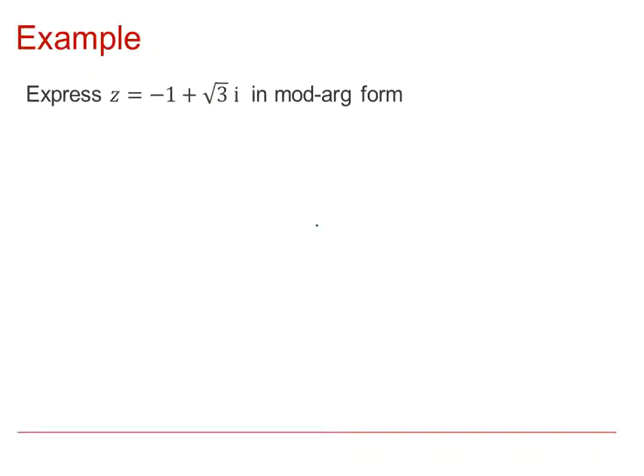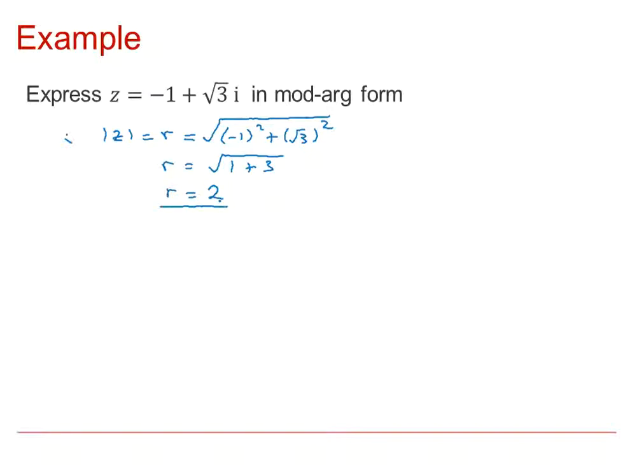So here we've got z equals minus 1 plus root 3i, and we want the modulus argument form. So we're going from the Cartesian to the modulus argument form. The first thing we're going to do is look for the modulus of z, or you can simply call it r, and we get that by doing Pythagoras on the components. So r is the square root of minus 1 squared, which is 1, plus root 3 squared, which is 3. r is root 4, and notice we take the positive root, 2.